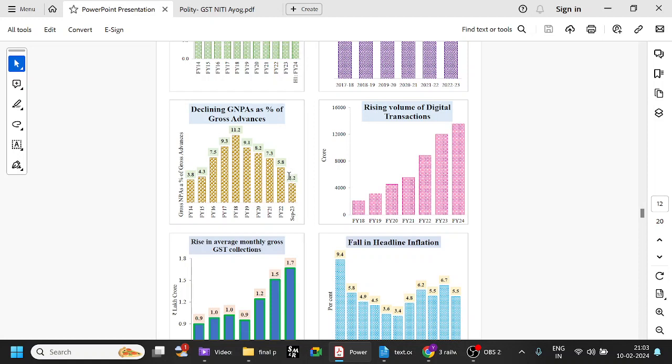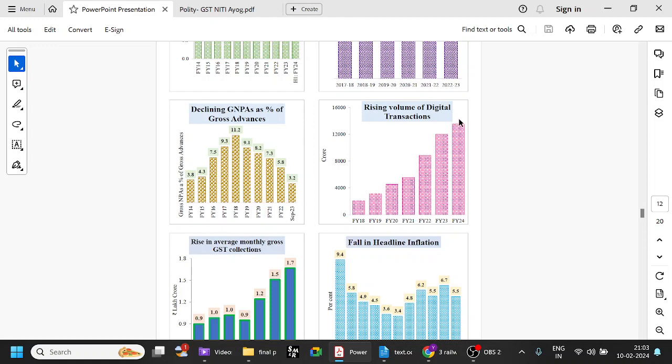NPA is a non-performing asset, when the interest or the principal amount has not been paid for 90 days or 3 months. An asset means any loan or anything which generates revenue for the bank. So when the bank gives a loan, we pay the interest, right? So that is generating revenue for the bank. So it is an asset. Once the customer stops paying the interest or the principal for 3 months, then the asset becomes a non-performing asset.